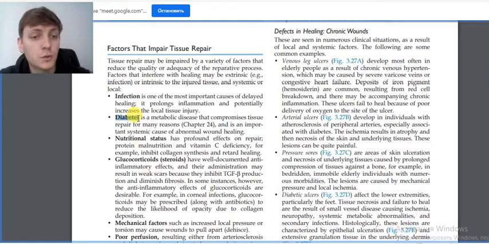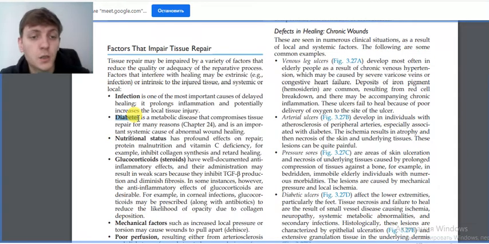Then nutritional status. When there is a deficiency of some vitamins, especially vitamin C deficiency, it inhibits the normal formation of blood vessels. Blood vessels require elastic material, and elastic material is made only with the help of vitamin C, and that's why healing is impaired.